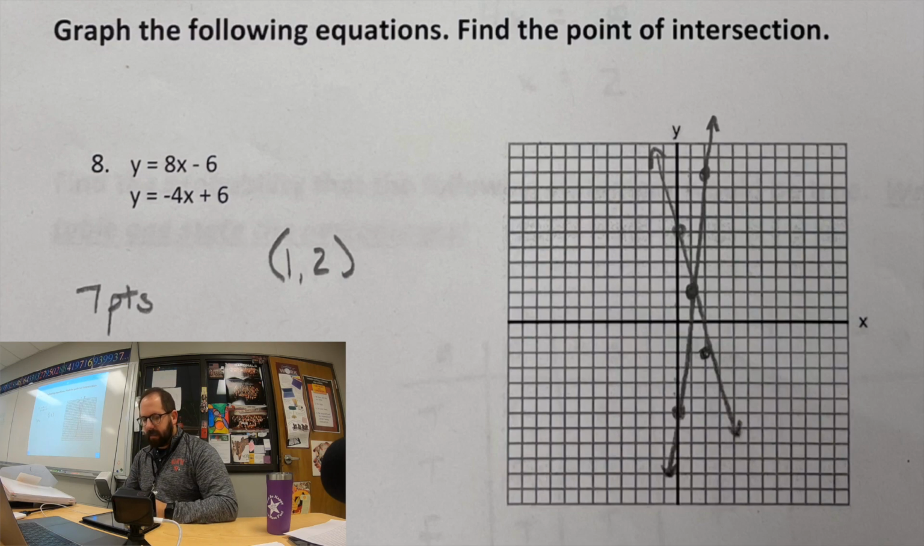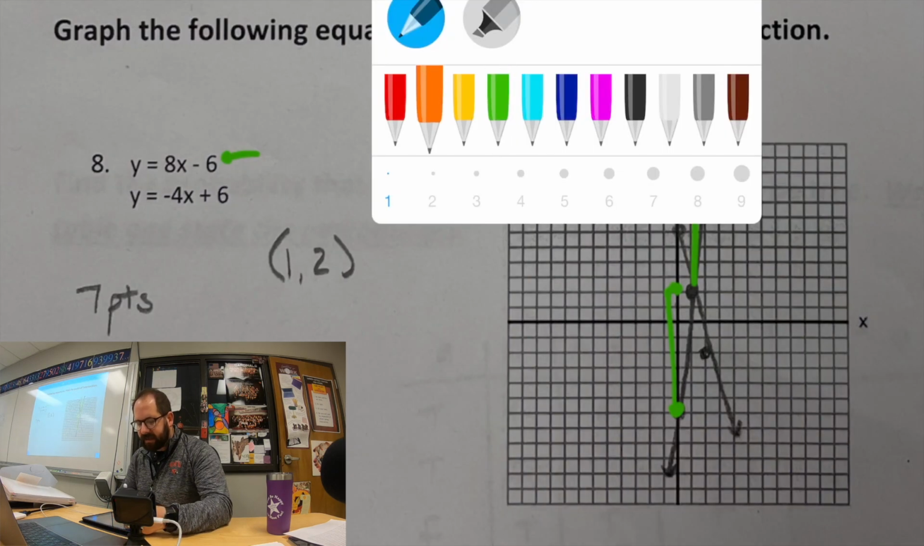So this top one here, I'm starting at -6, and then I'm going up 8 over 1. So start at -6, go up 8 over 1. That's how you draw it. Again, the back number is always where you start. The front number is always slope. Then the second equation here, I'm starting at +6.